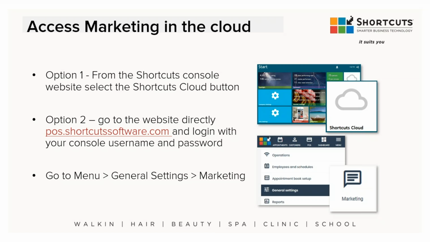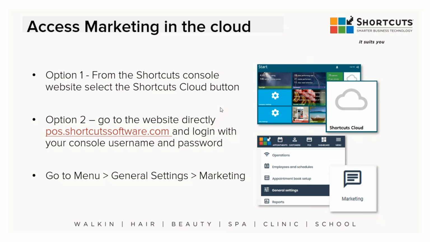So once you're on the cloud page, if you want to go to marketing, if you want to set up your campaigns, you can go to the menu, general settings, and marketing. And if you don't have online appointment book or any of the other extra online features from Shortcuts, then you will actually notice that at the very top of the cloud page, you by default have a link to marketing. So you can navigate to marketing or you can just press the marketing button.